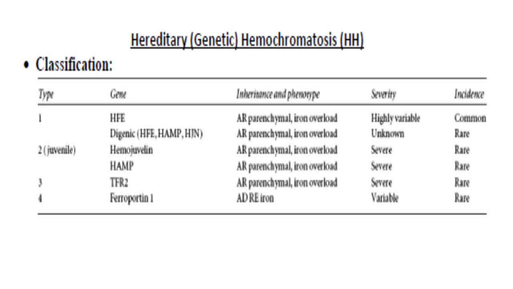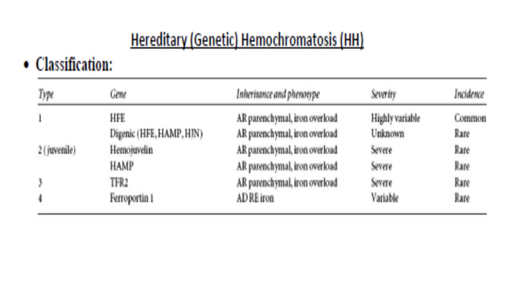Type 3 is caused by an autosomal recessive mutation of the transferrin receptor 2 gene on chromosome number 3. This mutation causes irresponsiveness of hepcidin to iron excess and iron overload. It is presented by clinical picture similar to but more severe than type 1. All these three types cause parenchymal iron overload and organ toxicity.